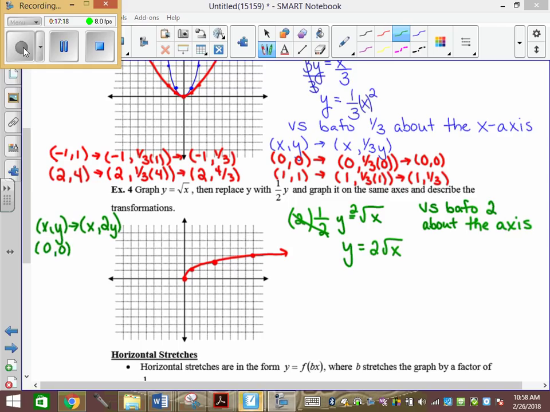So (0, 0) is going to remain (0, 0), because 2 times 0 is 0. (1, 1) is going to become (1, 2), because 2 times 1 is 2. (4, 2) is going to become (4, 4), right? Because 2 times 2 is 4. (9, 3) is going to become (9, 6).